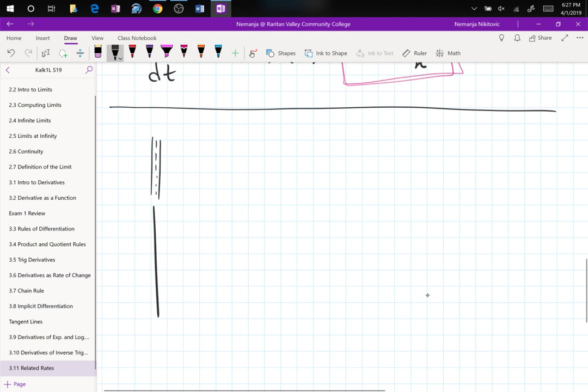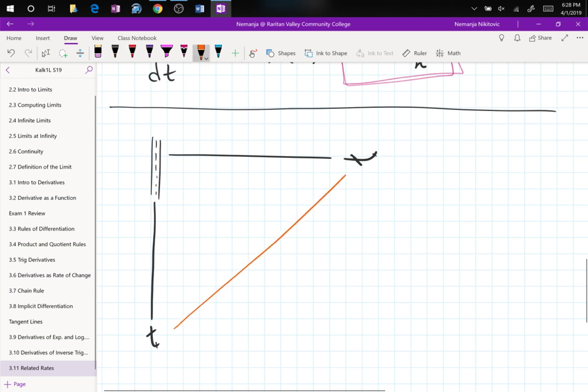There's an airplane coming in from that side. There's an airplane coming in from this side. And there is a separation in between them. This separation, capital D.